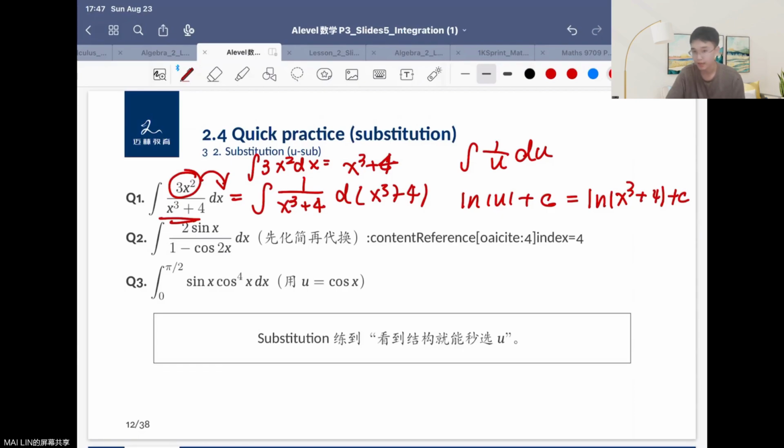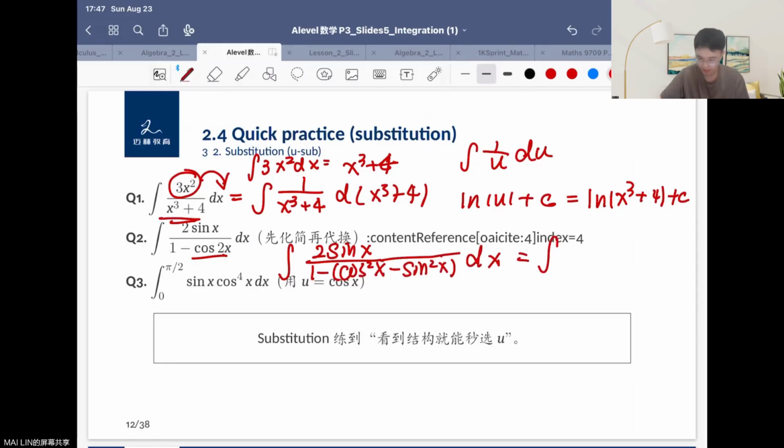And for the second question, you can first try to simplify a little bit. So for the cosine 2x, one minus it, you can set the integration of 2 sine x and 1 minus, for cosine x squared minus the sine x squared, right? dx. So the value can be written as 1 over sine x dx, right?